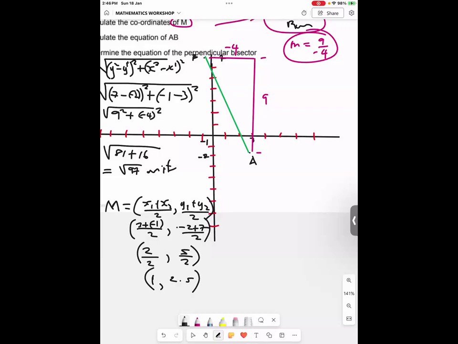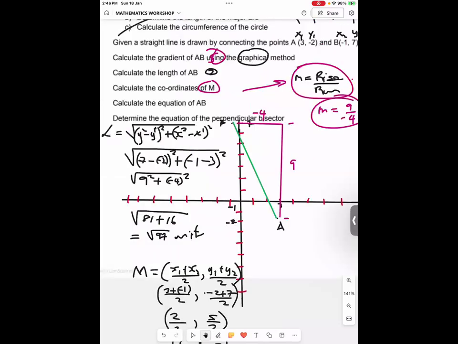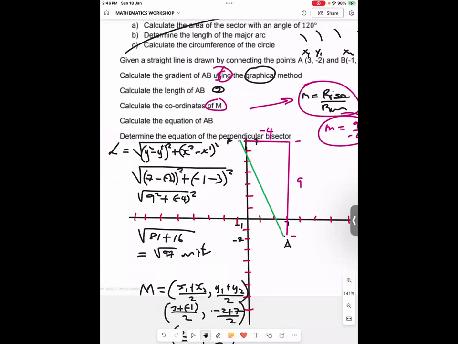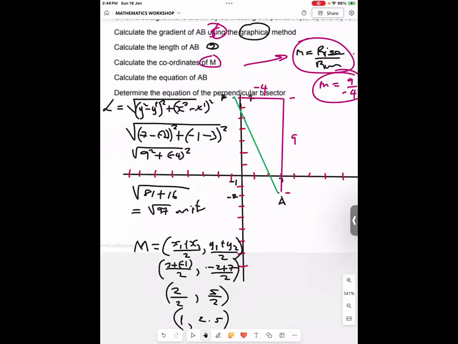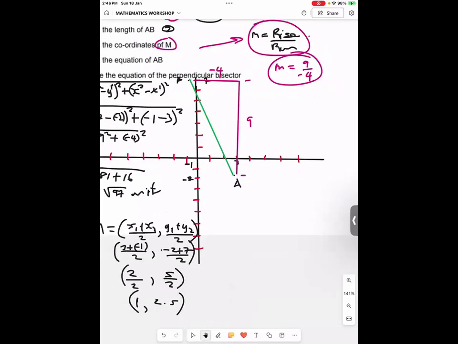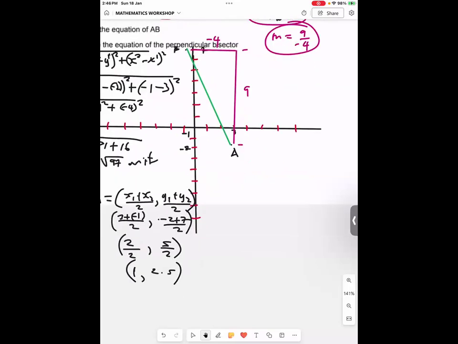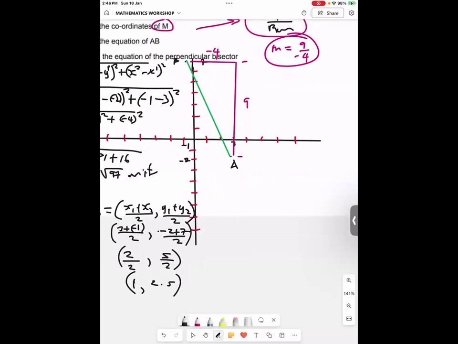All right, so that takes care of that question. The next question we are then asked is to calculate the equation of AB. Now, if we can recall that I discussed with you in class that the equation of a line is y equals mx plus c. That's the equation of a line.